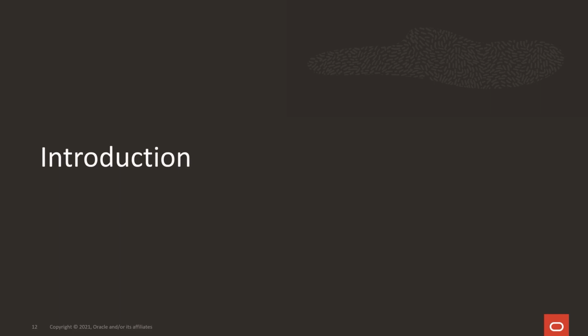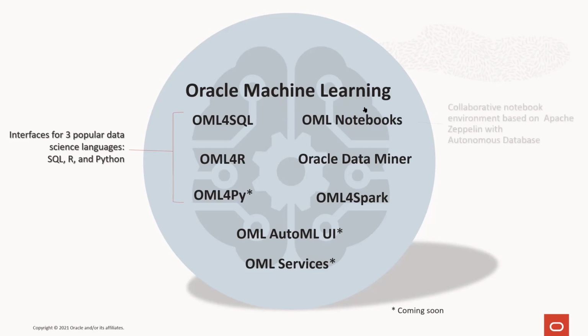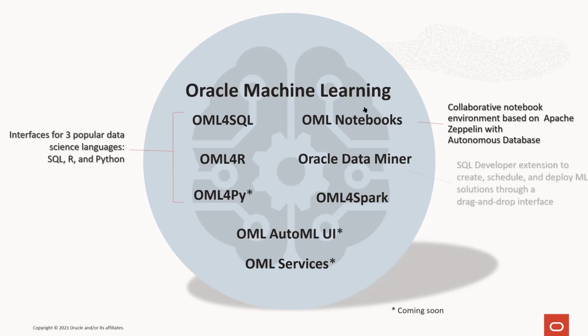Okay, so we'll get started with the introduction. Let's briefly touch on the broader Oracle Machine Learning product family that supports data science projects. Oracle Machine Learning provides interfaces for three popular languages: SQL, R, and what is the focus of this lab, Python. For interaction with Autonomous Database, we provide OML notebooks based on Apache Zeppelin with SQL and Python interpreters. Oracle Data Miner is a SQL developer extension that enables users to create, schedule, and deploy analytical workflows through a drag-and-drop user interface that is compatible with on-premises and database cloud service databases.